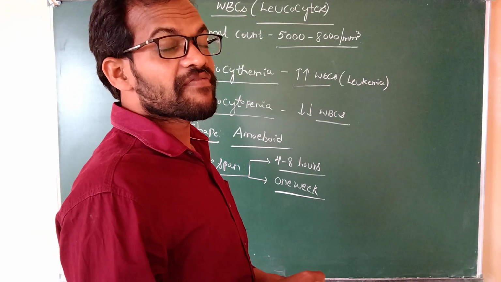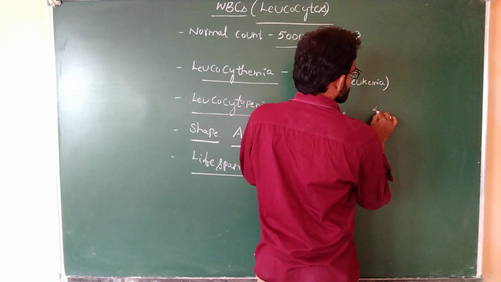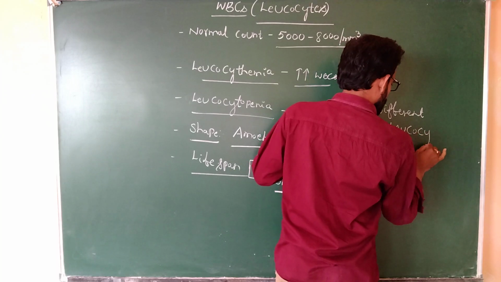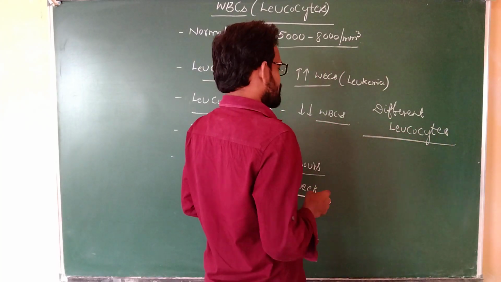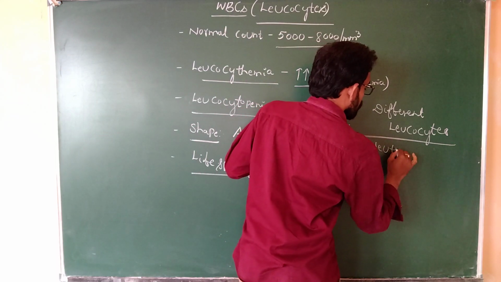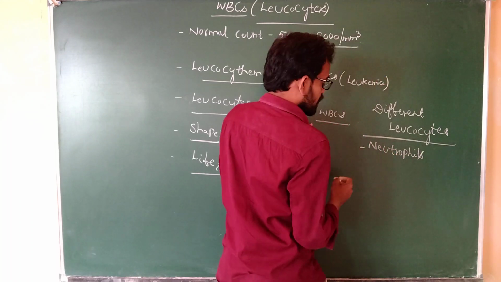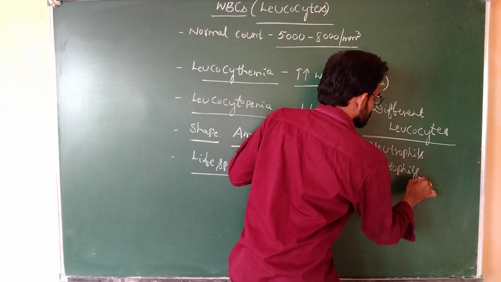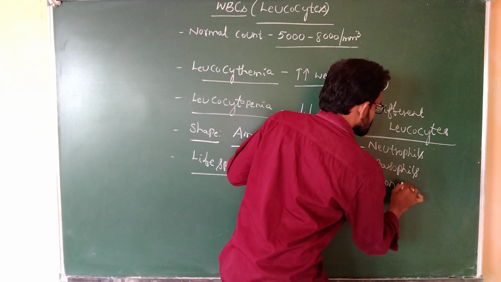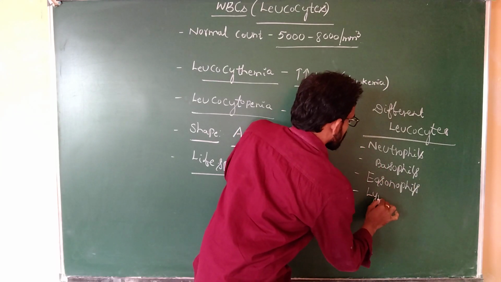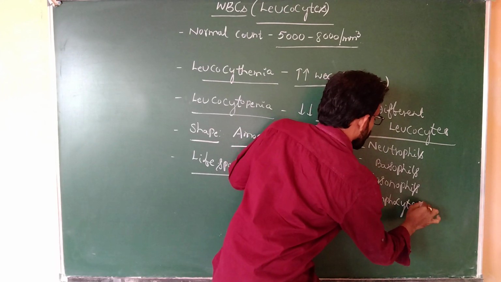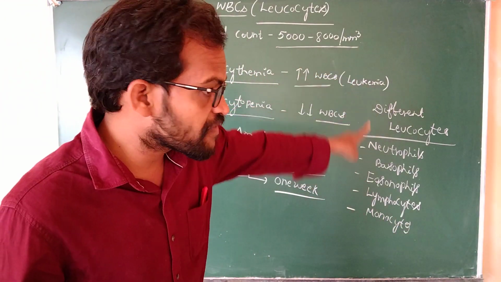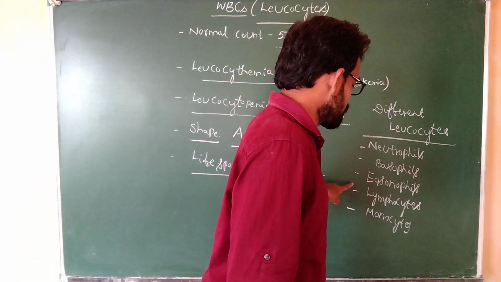The different leukocytes, the different white blood cells present in our blood, are neutrophils, basophils, eosinophils, lymphocytes, and monocytes.